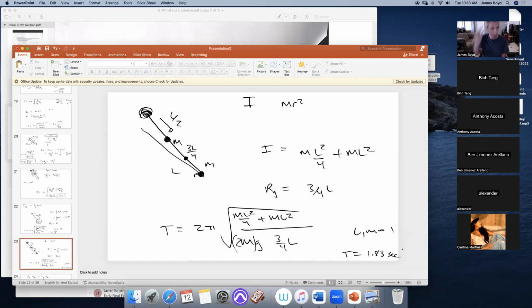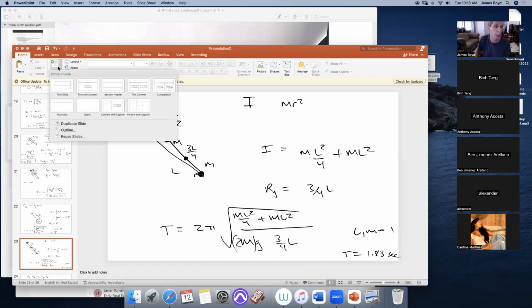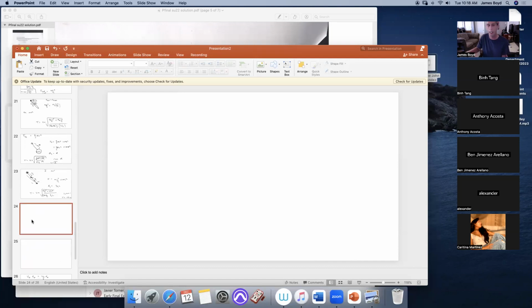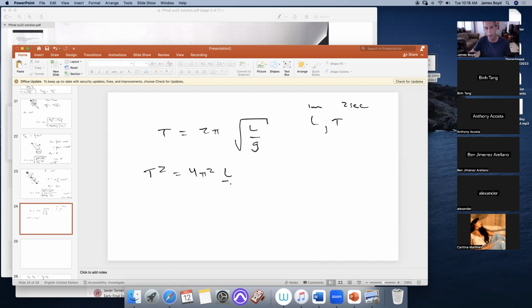The last thing I'll say, and then we'll do this problem real fast that's given, is, let's say for a simple pendulum, T is 2 pi square root of L over G. If I gave you L and I gave you T, you could find G, right? So let's say I told you L was 1 meter and T was 2 seconds. What is G? Square everything. T squared equals 4 pi squared L over G. Multiply both sides by G and divide both sides by T squared.